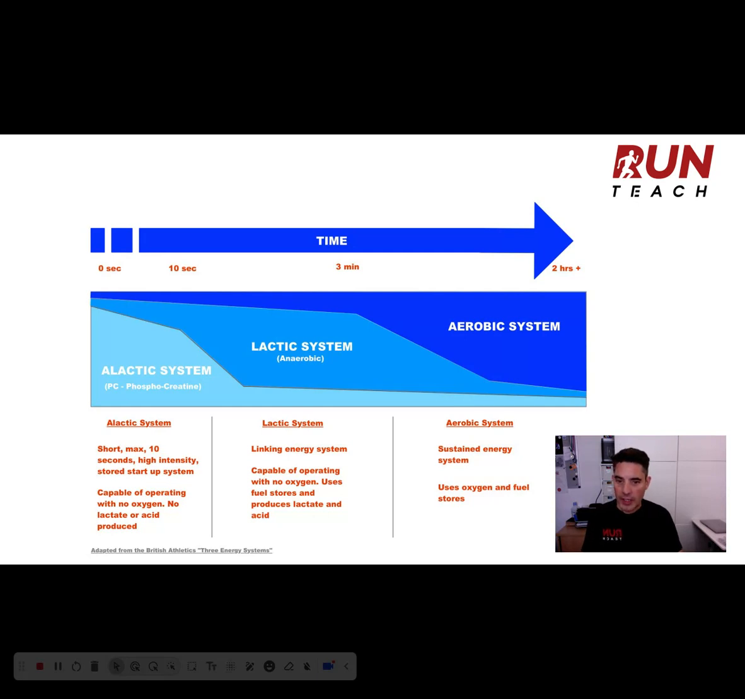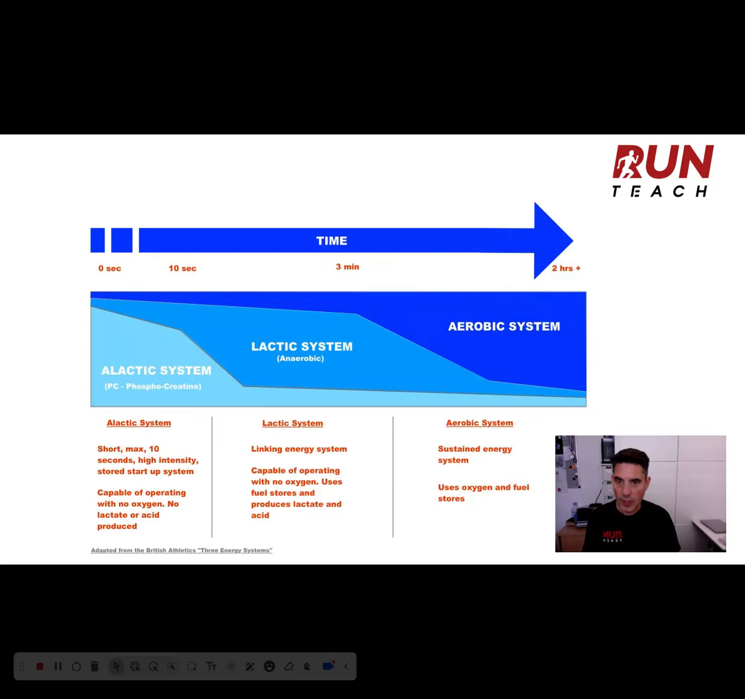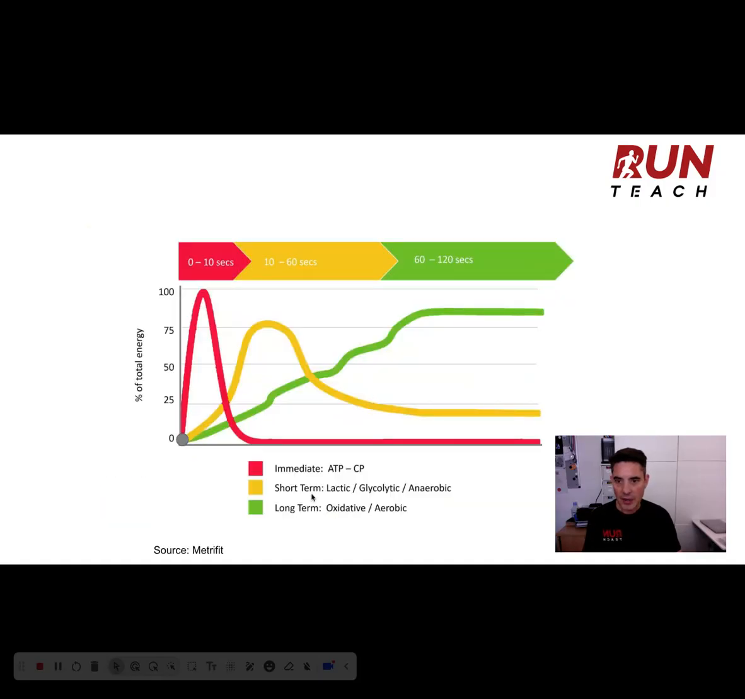So let's have a look at it in a slightly different way. This graphic, just going back to the previous one, they talk about the lactic system being around 3 minutes worth of time. This particular graphic from Metrofit disagrees a little bit with that, in the sense that they say this anaerobic system, the lactic system, is 10 to 60 seconds. It's probably somewhere in between is the reality.